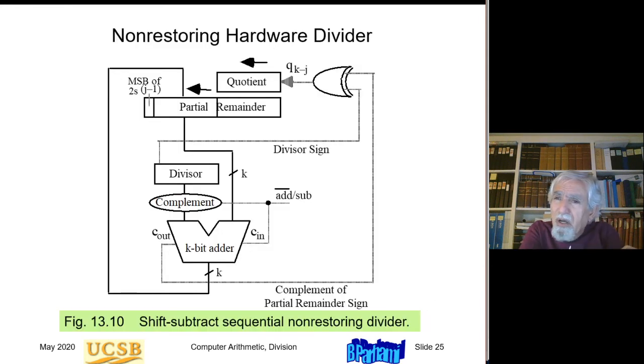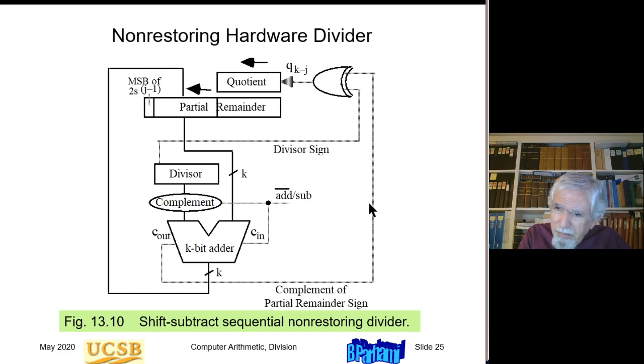Okay, so this is a non-restoring hardware divider, very similar to what we had before. In fact, a little bit simpler. The quotient digit selection logic basically takes the sign of the divisor and the carry out from here. And if these two are different, the quotient digit is chosen to be 1.